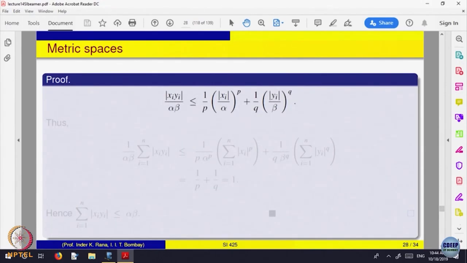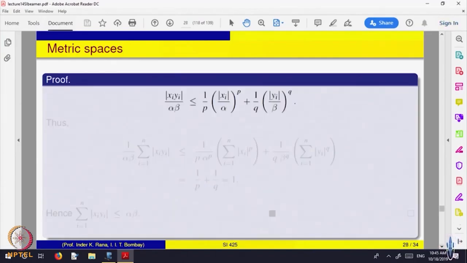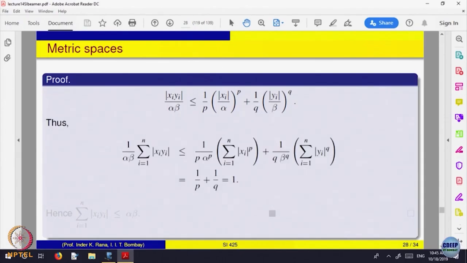Apply for each i, you get this component: a raised to power p over p plus b raised to power q over q, with a_i being x_i to the power p. So, if you apply to each, you get this summation. Now, this is for every i. So, for each component, I am applying that previous inequality. Now, sum it both sides over i.